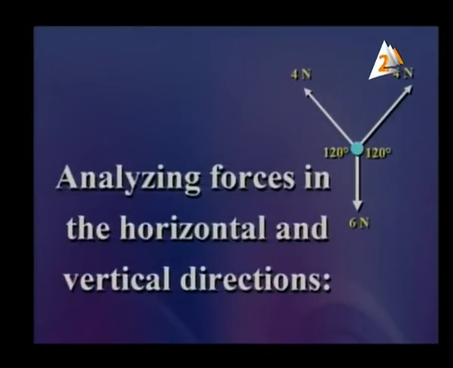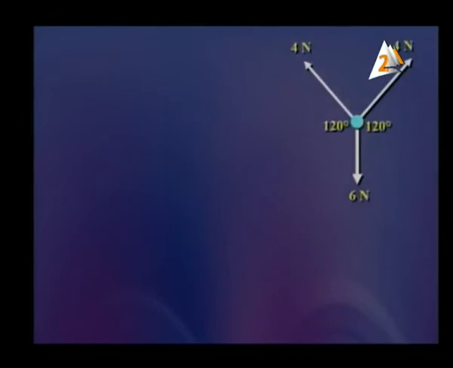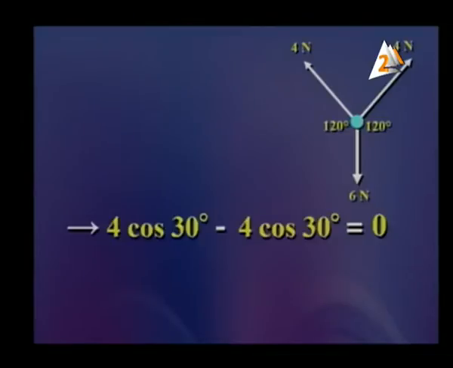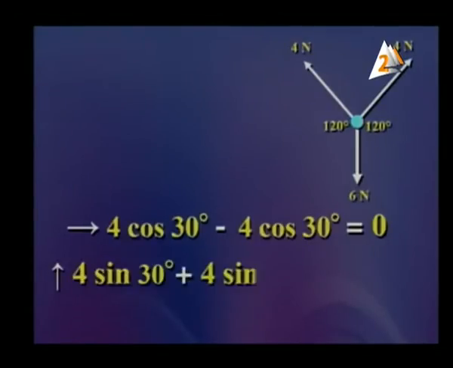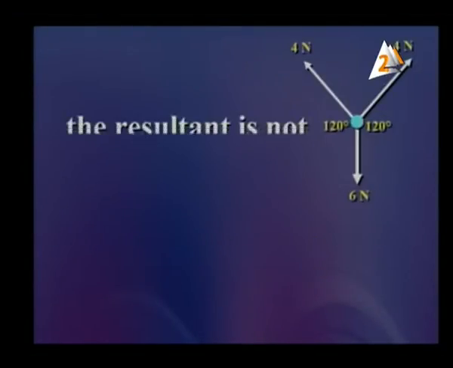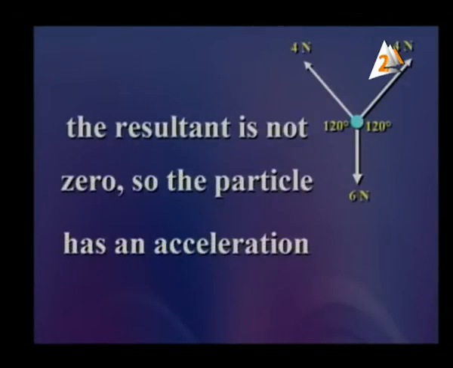Analyzing forces in the horizontal and vertical directions, we get 4 cosine 30 minus 4 cosine 30 equals 0. This is in the horizontal level, but in the vertical component, 4 sine 30 plus 4 sine 30 minus 6 equals negative 2. Therefore, the resultant is not 0, so the particle has an acceleration.